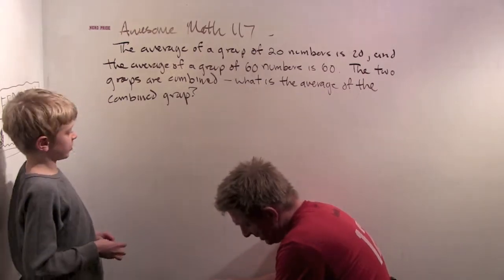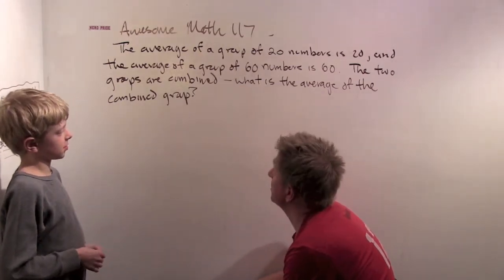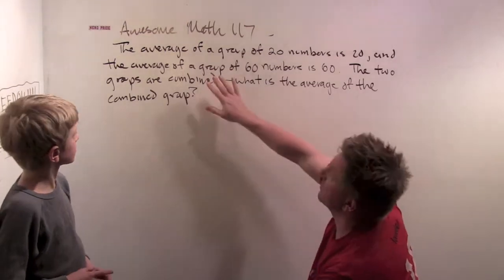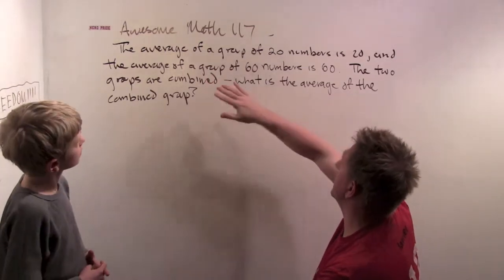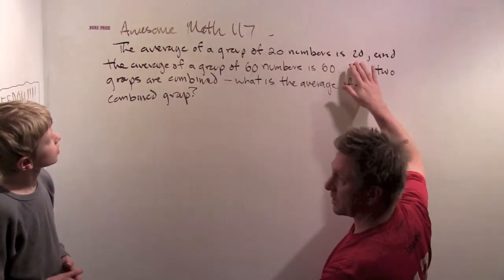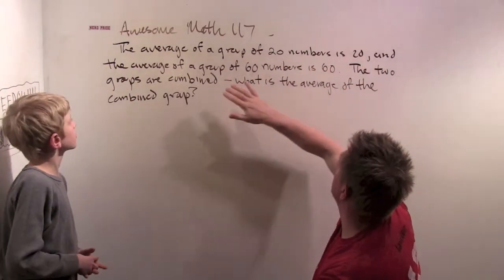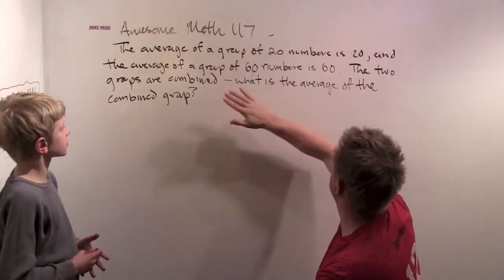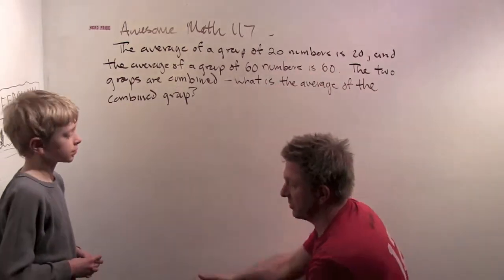So this was a problem from an old Mathcounts test that gave you a little bit of trouble today. I'm not sure if I wrote it exactly the way they wrote it, but it says the average of a group of 20 numbers is 20. And the average of a group of 60 numbers is 60. The two groups are combined. What is the average of the combined group?